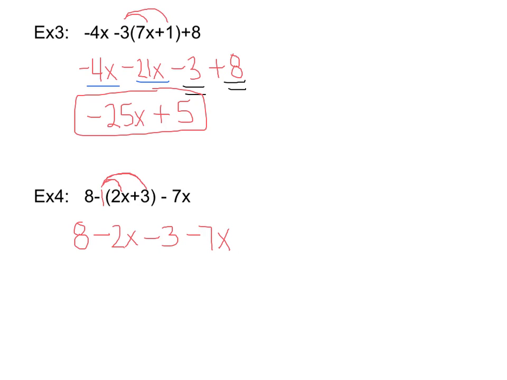Let's underline what we have in common. So we have a negative 2x and a negative 7x. Negative 2x plus a negative 7x gives us negative 9x. Because remember, when you have same signs, you just add them together and keep the sign. And then we have the 8 minus 3. 8 minus 3 is 5, and it's going to be a positive 5, so we're going to put plus 5. And now that is simplified.